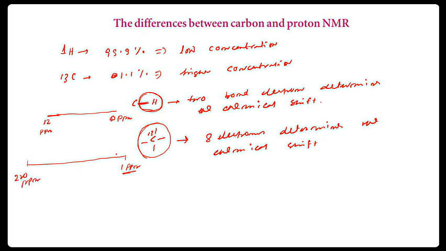This is one of the fundamental differences. So this is difference number 1. This is difference number 2: here two bond electrons determine the range of chemical shifts, and here 8 electrons determine the range of chemical shifts. Number 3 is that from proton NMR we can quantify the number of protons.